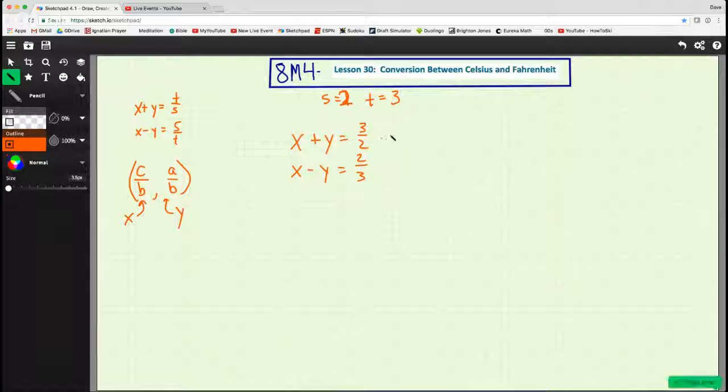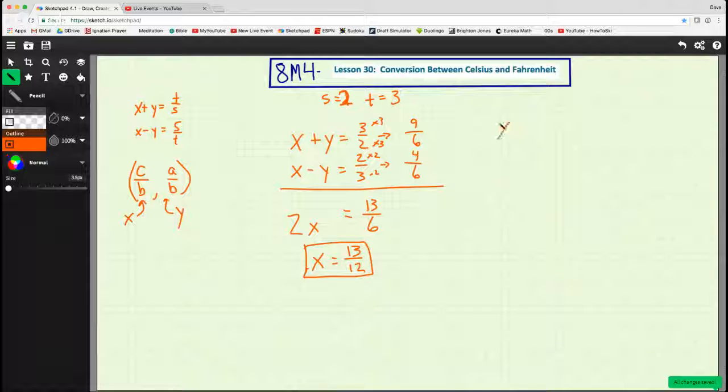Well, we got to find a common denominator here. So this is 4 over 6, and this is 9 over 6. Right? 3/2. The common denominator is 6. So times 3 times 3. And here I'm going to multiply by 2 times 2. Okay, so if I add down, on my left side I get 2x. My y's cancel. And that equals 13/6. So now if I divide both sides by 2, I get x equals 13 over 12.